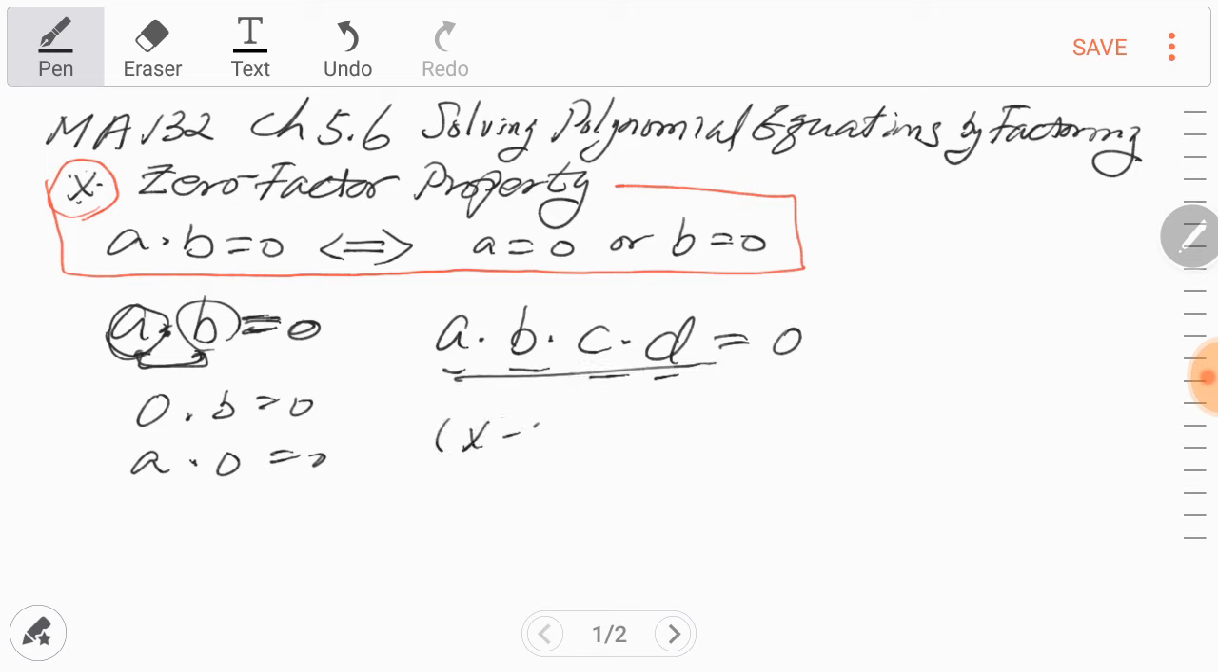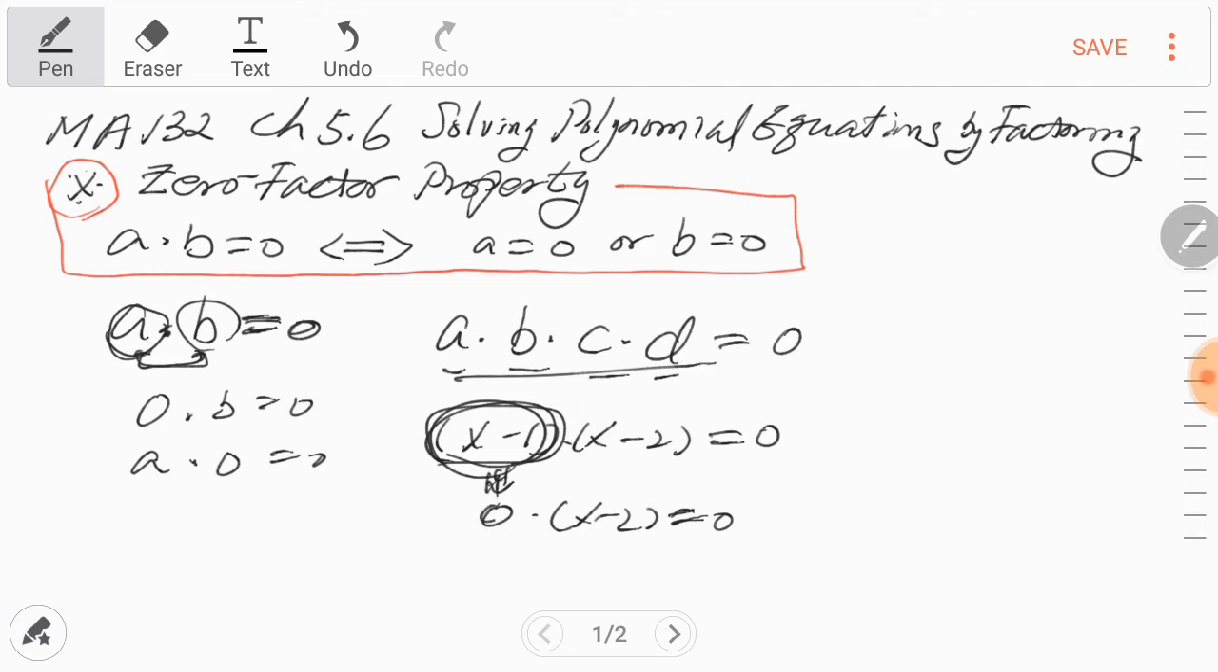So for example, x minus 1 times x minus 2, let's say this is equal to 0. I don't know what the x value is, but if some x value makes this factor 0, then 0 times x minus 2 will be 0 as well. The equation will be 0. So if you set this factor equal to 0 and find x, plus 1 each side, then x equals 1. So if x equals 1, then 1 minus 1 is 0. So this factor becomes 0, and the result is 0.